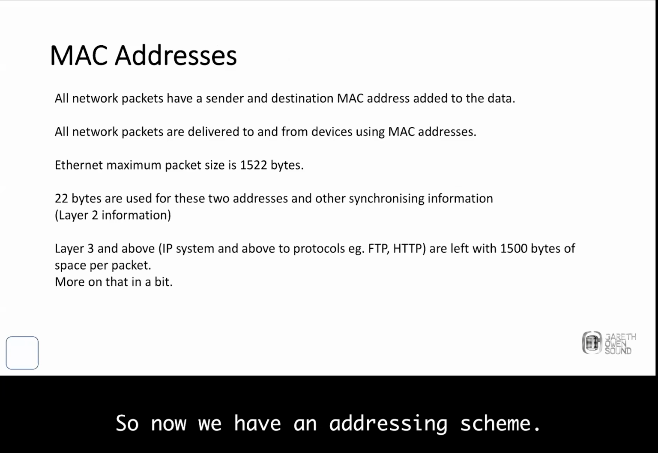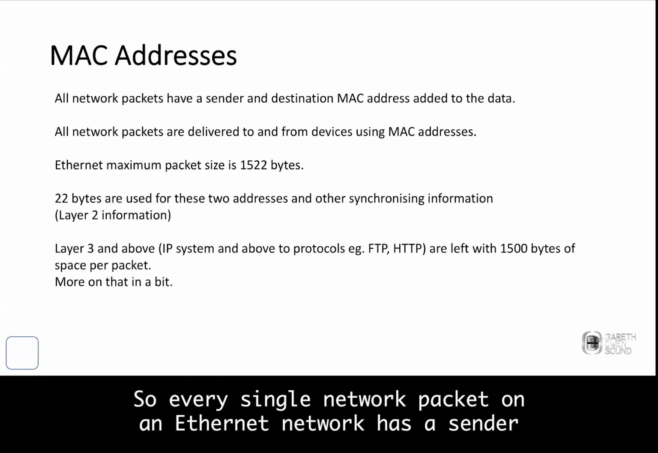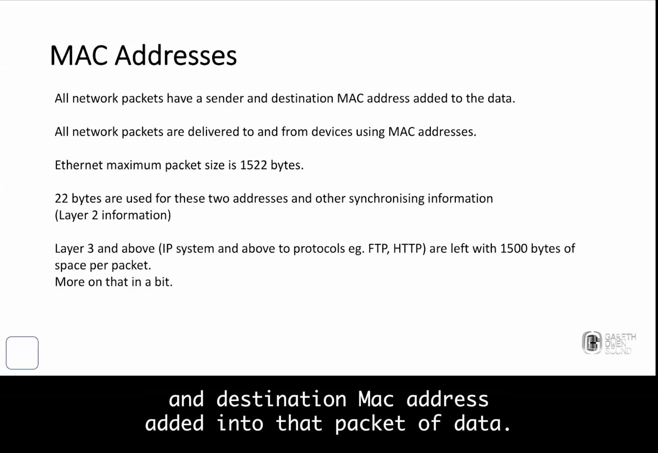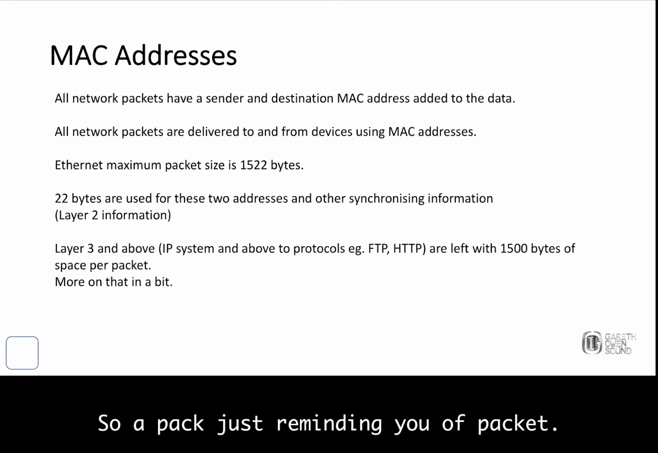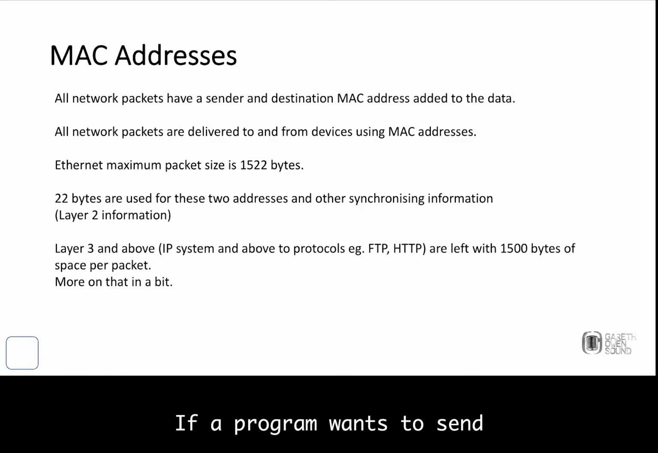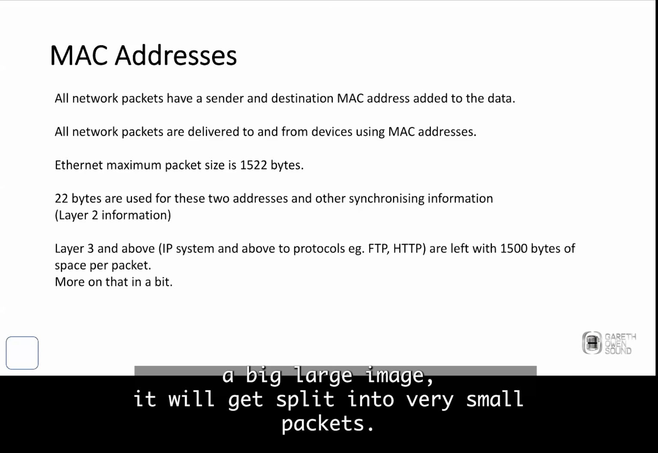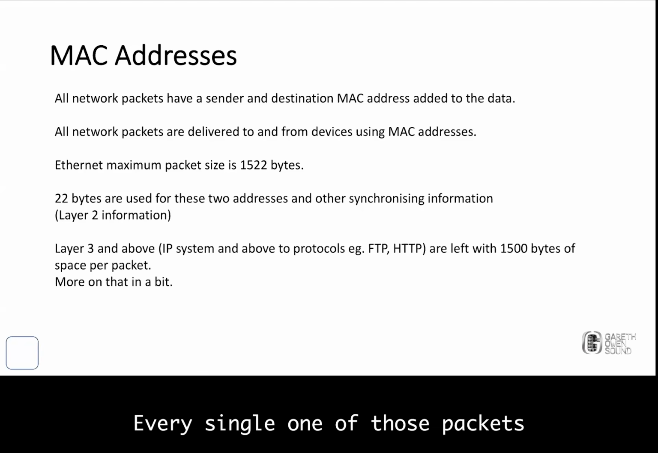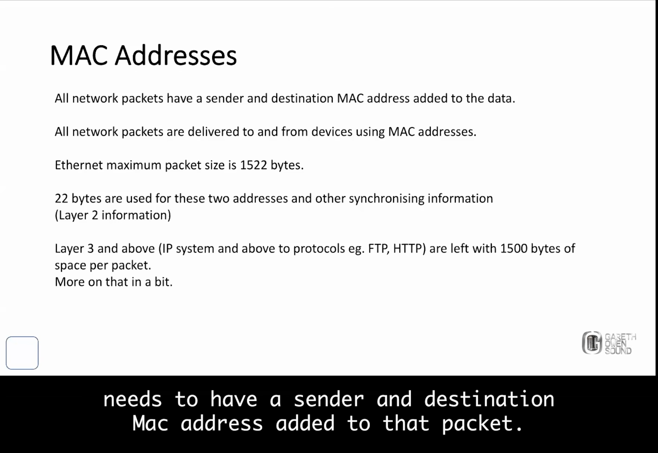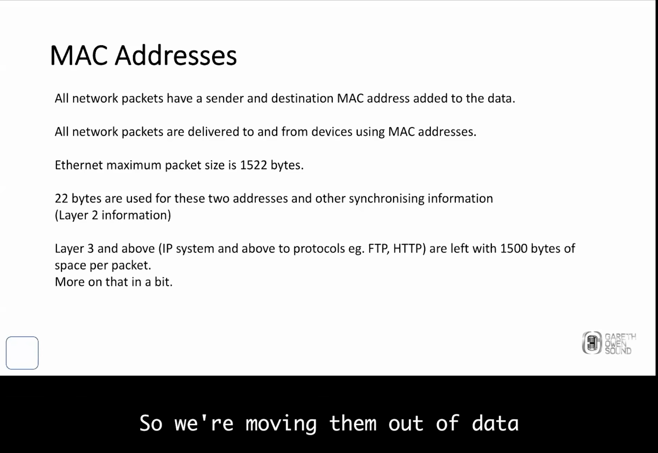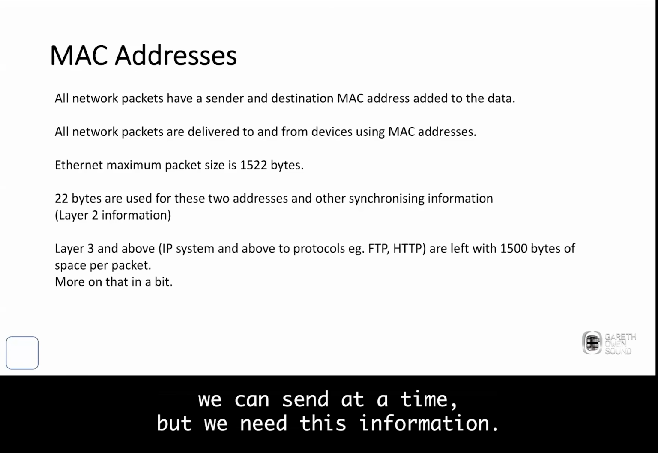So now we have an addressing scheme. Every single network packet on an Ethernet network has a sender and destination MAC address added into that packet of data. Just reminding you, if a program wants to send a large image, it will get split into very small packets. Every single one of those packets needs to have a sender and destination MAC address added to it. So we're reducing the amount of data we can send at a time, but we need this information.